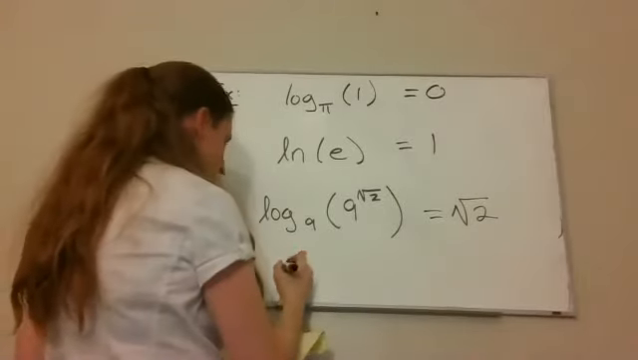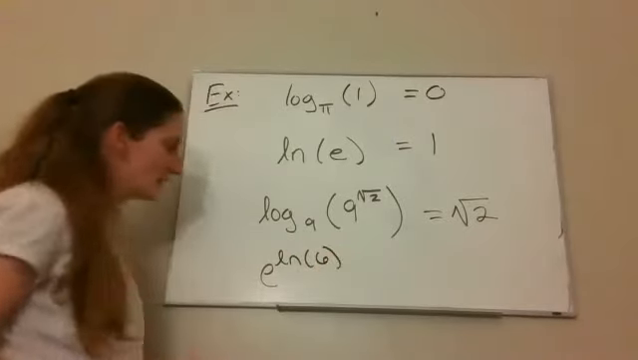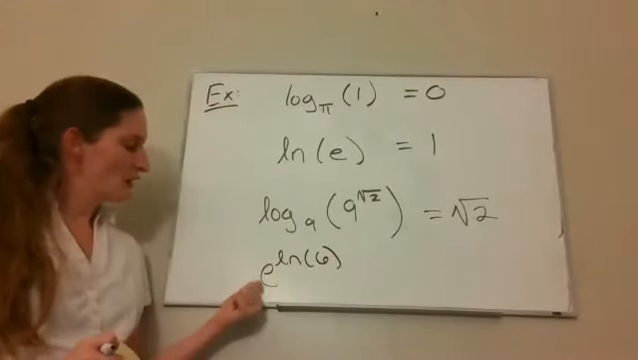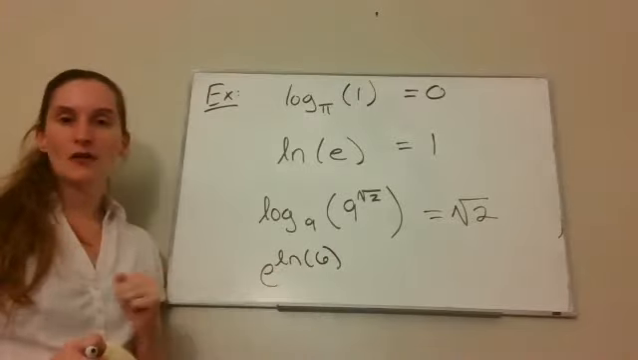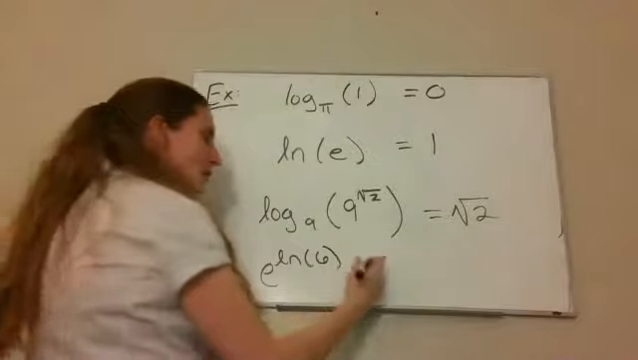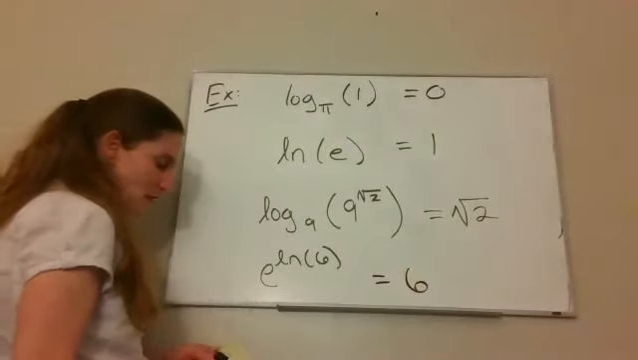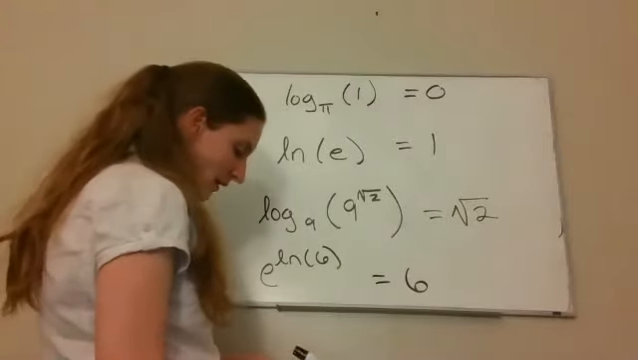Now, when using that last property, I have e to the natural log of 6. So my exponential has base e, my logarithm has base e. So they're inverses of each other, so this composition will just give me the input of 6 as the result. That was that fourth property.